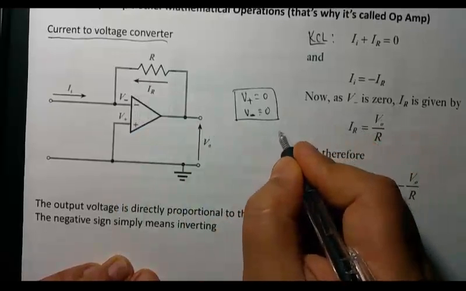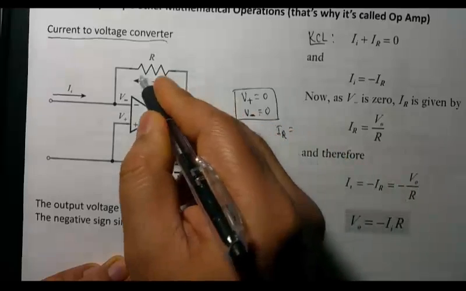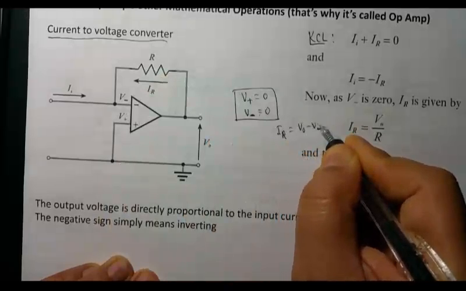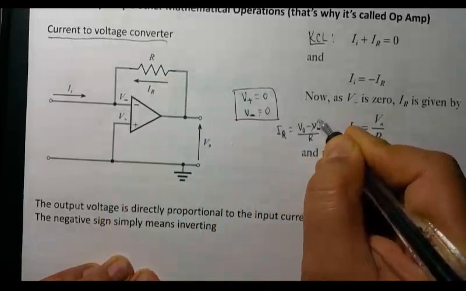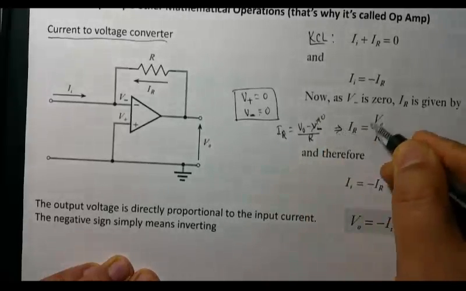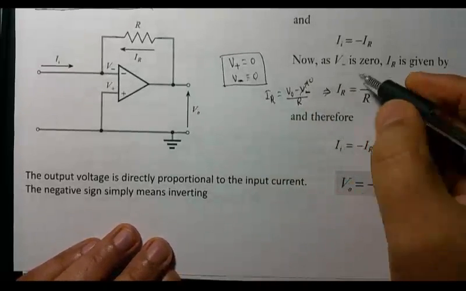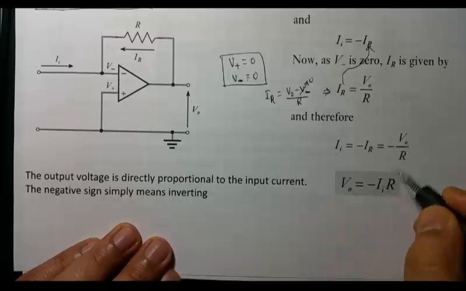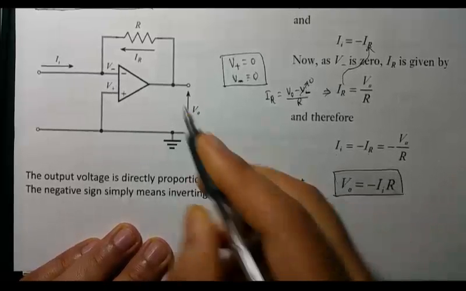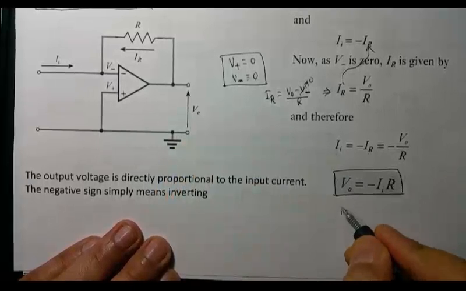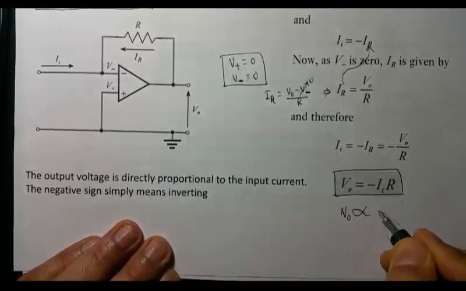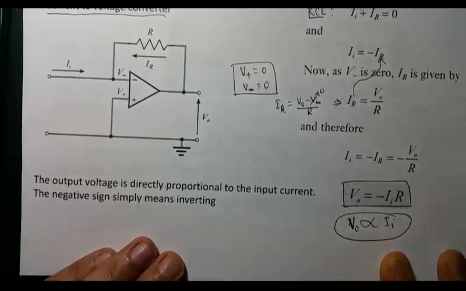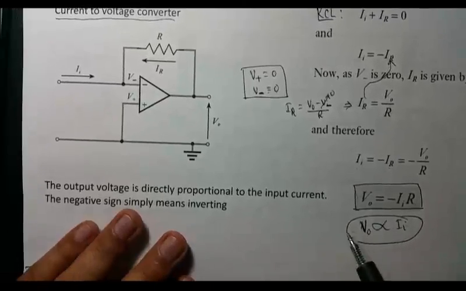So I'm just going to show you here. IR, which is the feedback current, is V out minus V in, V negative, divided by R. But this is 0, so that's why you get that. And therefore, then you substitute the value of this to this, right? And then you can clearly see the output voltage. Output voltage is directly proportional to the input current, right? So it works as the current to voltage converter.